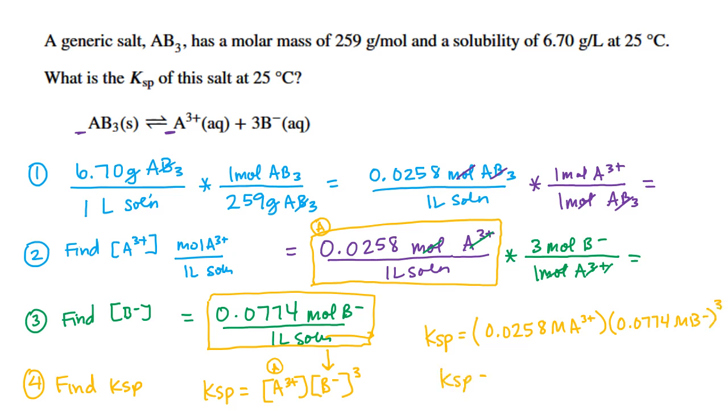So when I put this on my calculator, I get 1.20 times 10 to the minus 5. And remember that Ksp number is unitless. So that tells us how much of this AB3 is going to dissolve into the ions.